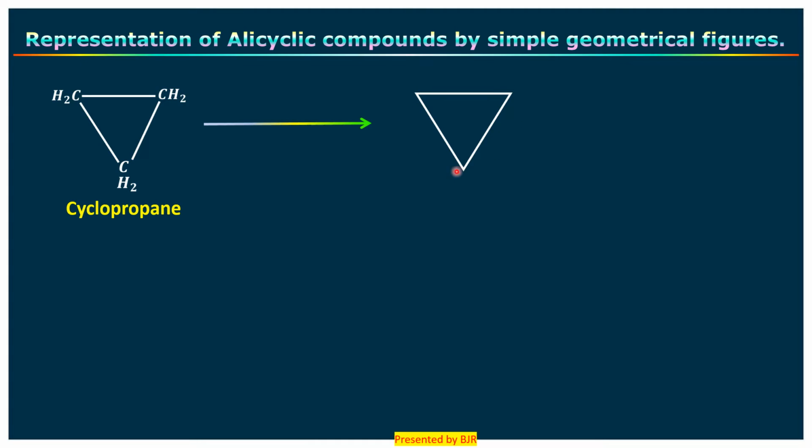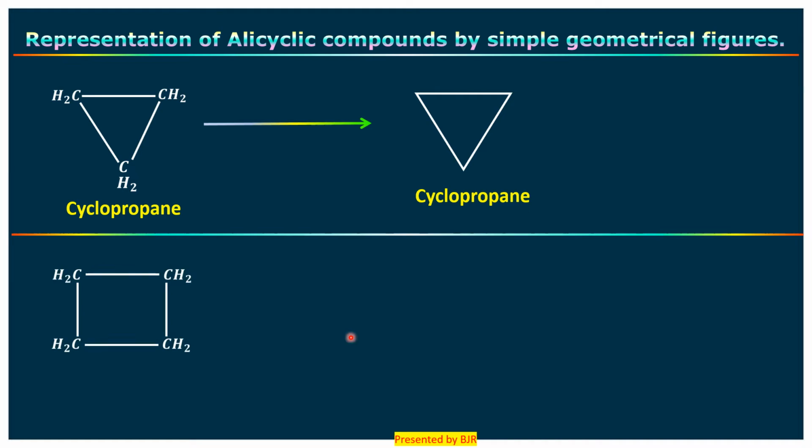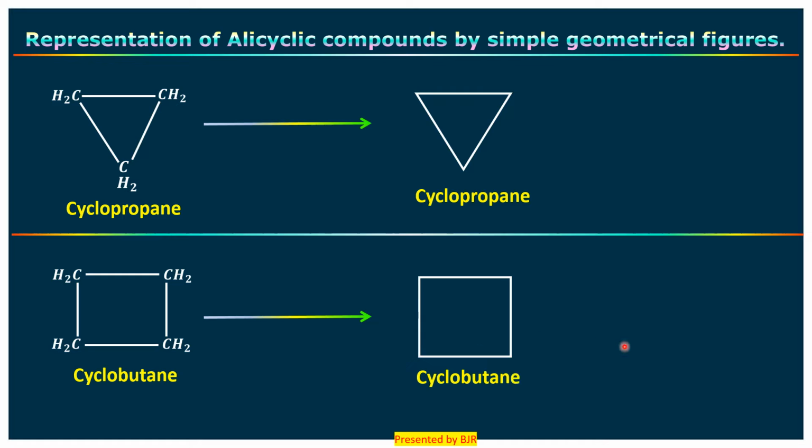Hydrogen atoms attached to the carbon atoms are usually omitted, and functional groups, if present, are included in the diagram. So this is the simple geometrical figure showing cyclopropane. Next one, in this ring 4 carbon atoms are there, so it is cyclobutane, because no multiple bonds are there between any 2 carbon atoms here. It is depicted like this. So it is cyclobutane.